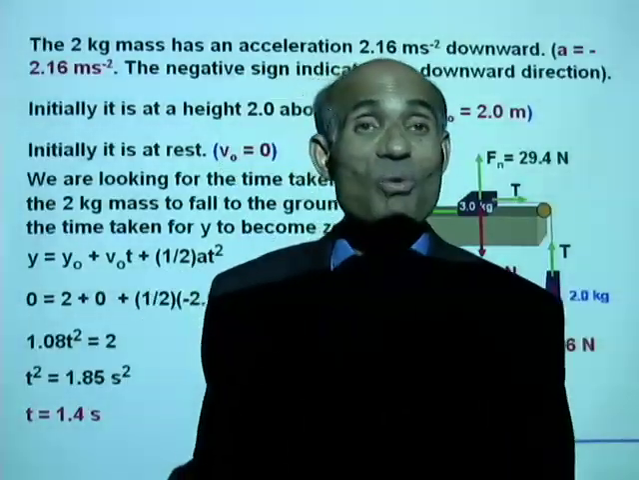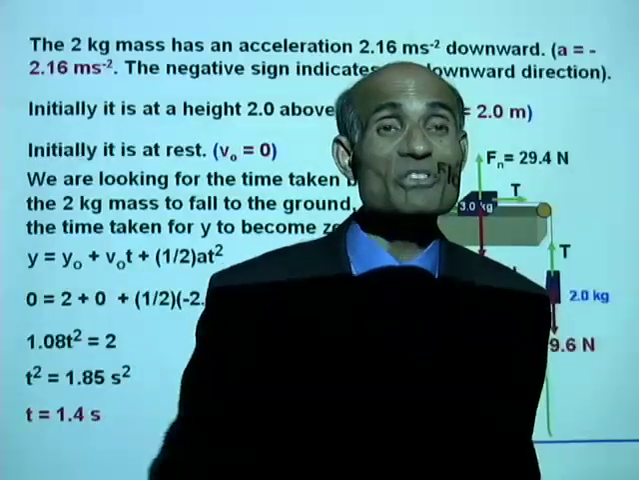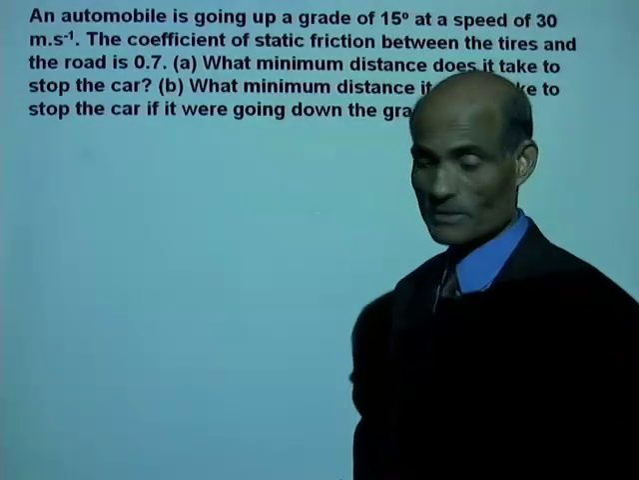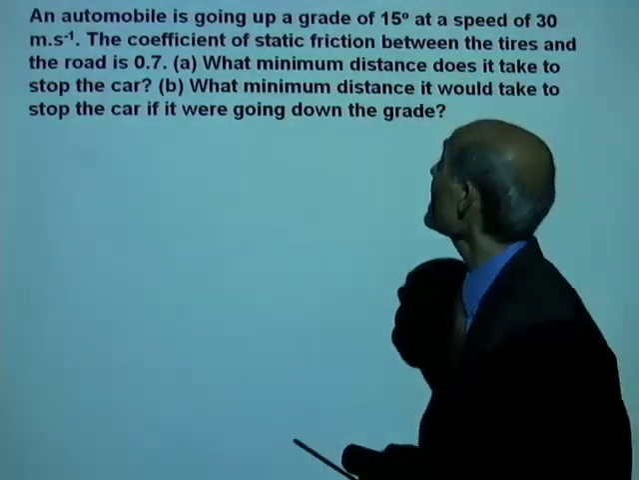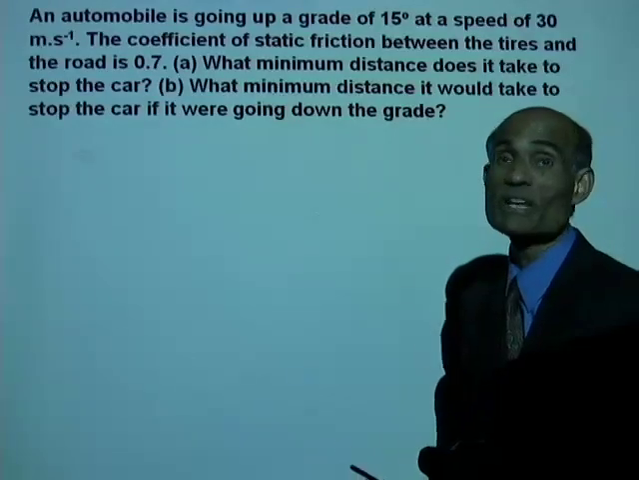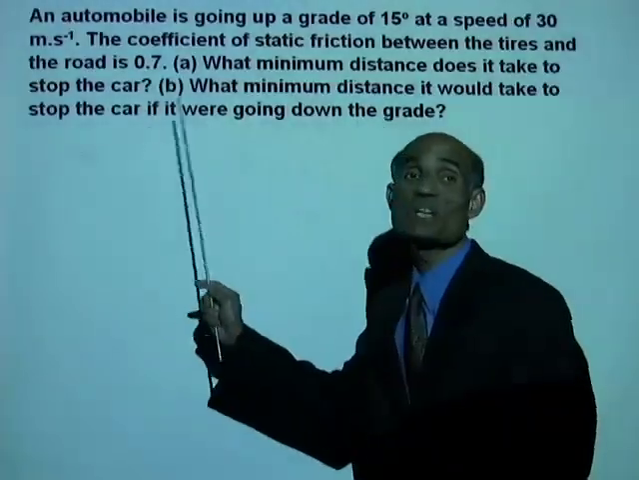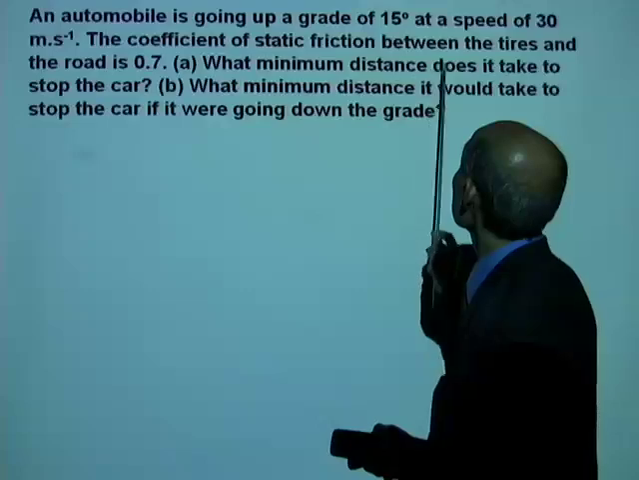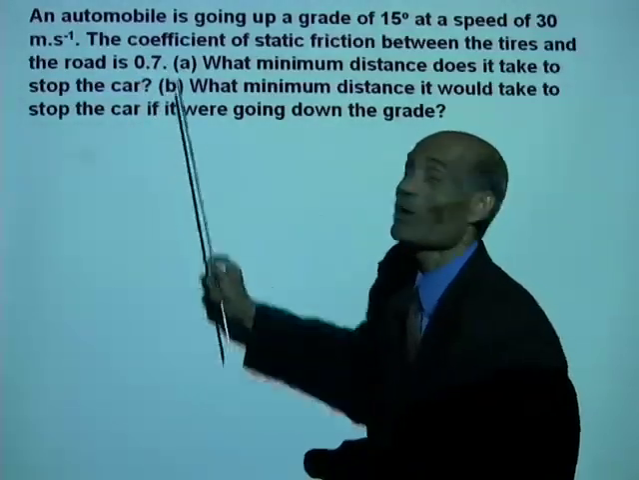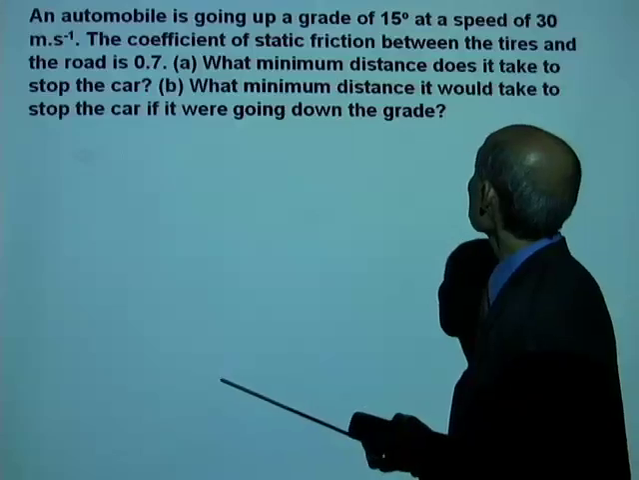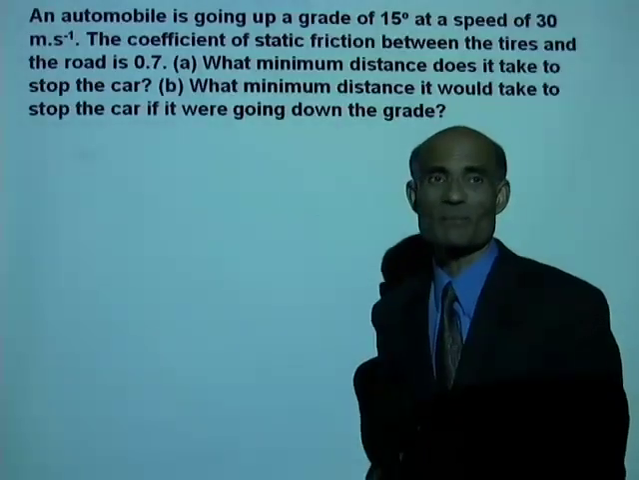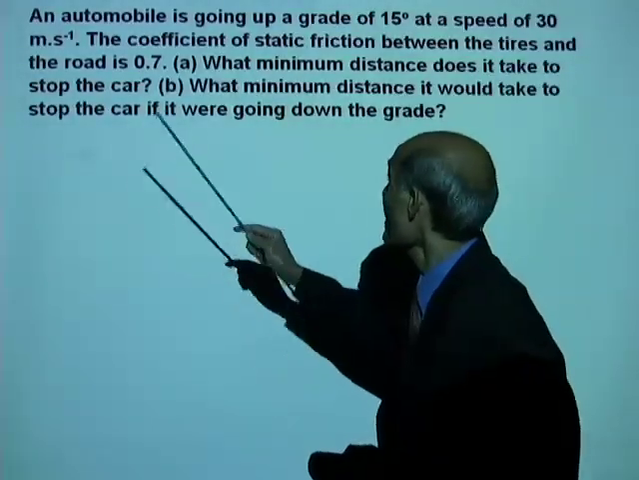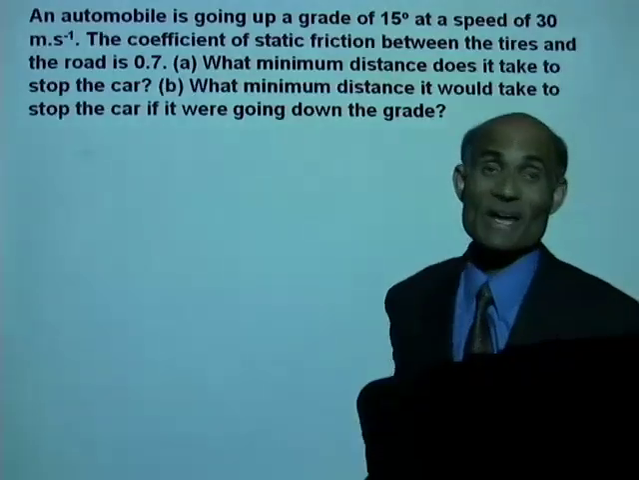Now, another very important type of problem, and I want you to practice this problem one more time. All right? Another one. An automobile is going up a grade of 15 degrees at a speed of 30 meter per second. The coefficient of static friction between the tires and the road is 0.7. A. What minimum distance does it take to stop the car? B. What minimum distance would it take to stop the car if it were going down the grade?